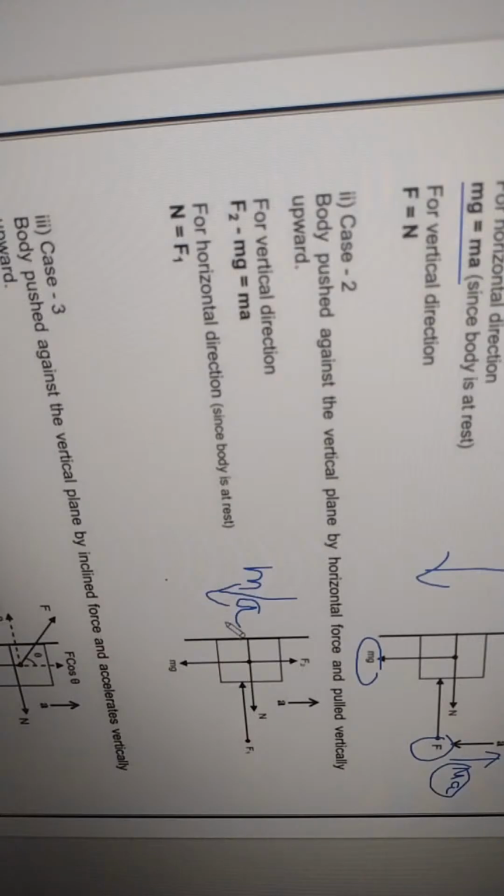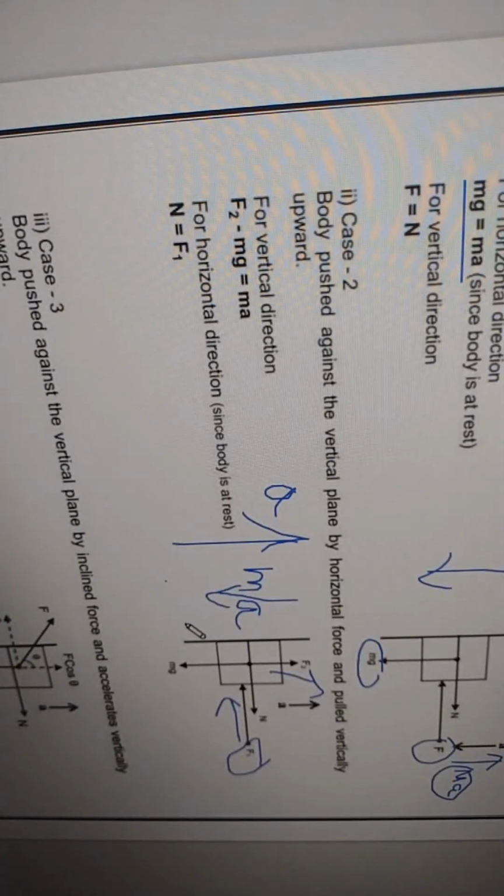When there are two forces applied, the first is F1, which is acting in the horizontal direction, and the next force is upwards, which is acting in the vertical direction. So there are two forces acting on the body. The body is being pushed against the vertical plane and pulled upwards. It will be moving upwards, so acceleration is upwards, but the ma will be downwards.